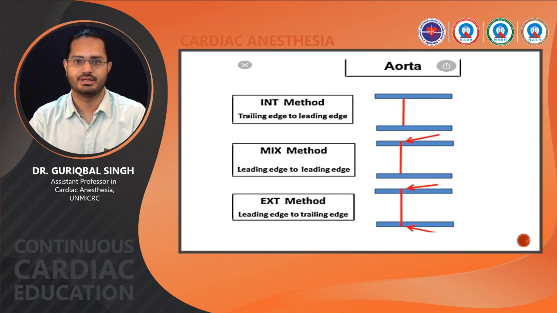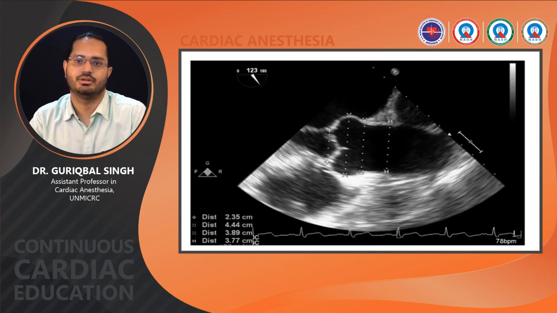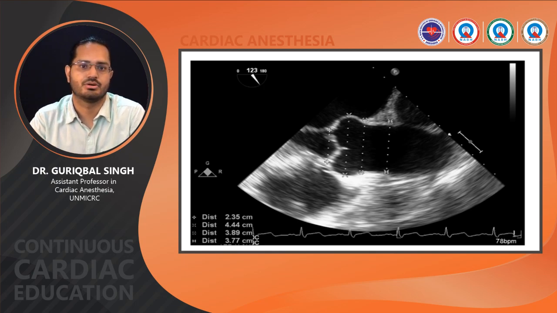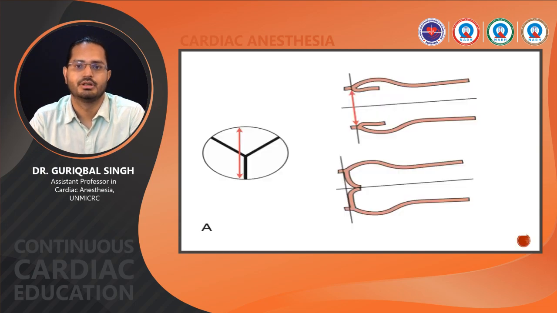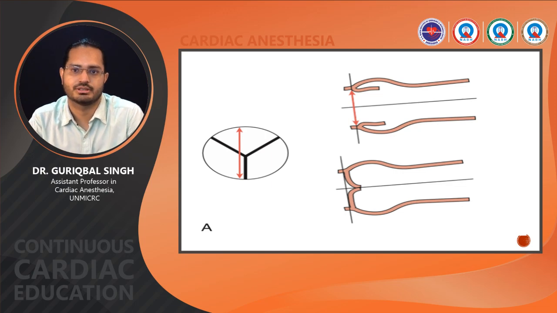So leading edge to leading edge, leading edge to trailing edge, and trailing edge to leading edge. So these are the ways. This is the midesophageal long axis view, where we can see the aortic annulus, the cusps of the aortic valve, sinuses of Valsalva, STJ and ascending aorta, and all these diameters are measured here, and it is shown in this figure. It's how this diameter should be measured, perpendicular to the long axis of the aorta.